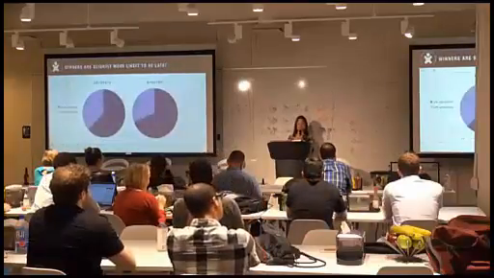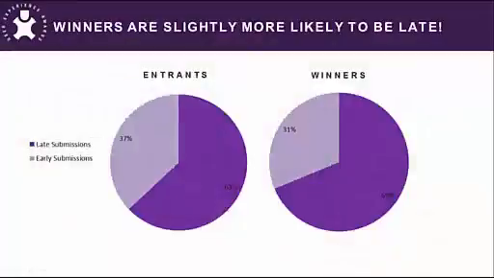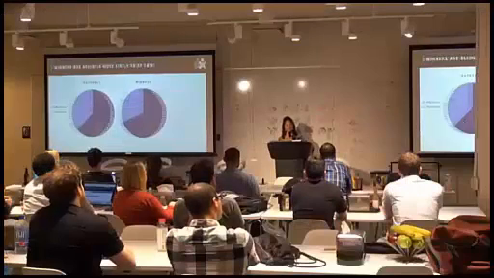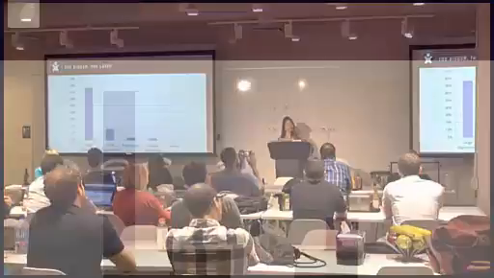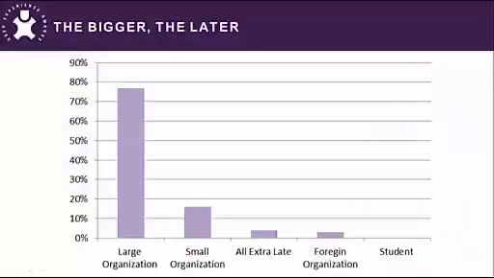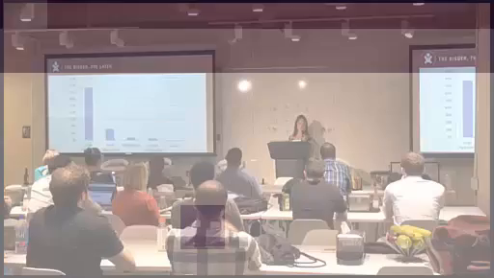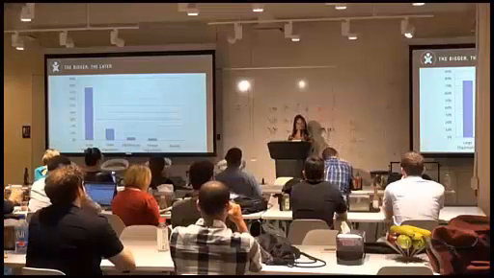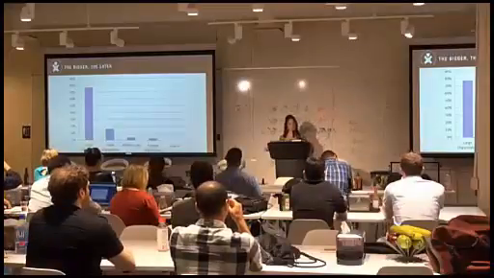And finally, I thought this was also interesting. Winners tend to be late. Not hugely late, but you can see that more winners are late than entrants. But who is late? It turns out that the large organizations are overwhelmingly the ones who are late. That's probably partly because of price sensitivity, because the late submissions cost more, and the large organizations probably don't care about that so much. But it's also, as we've seen, because they're probably putting more time and effort into a great submission.